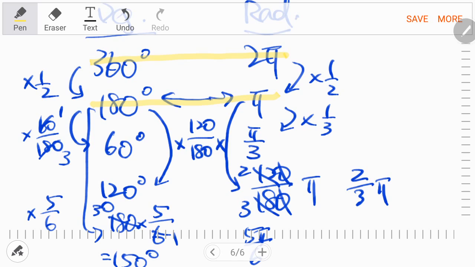In the next video, I'll be talking about arc length and area of sectors.